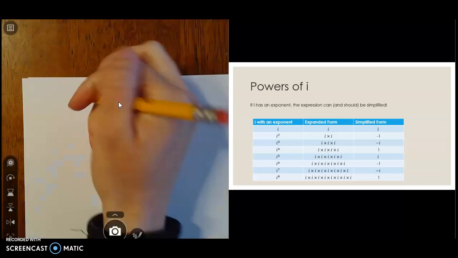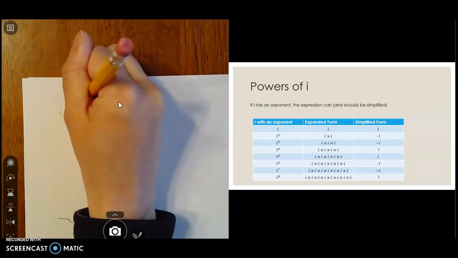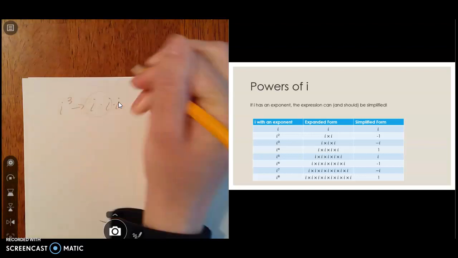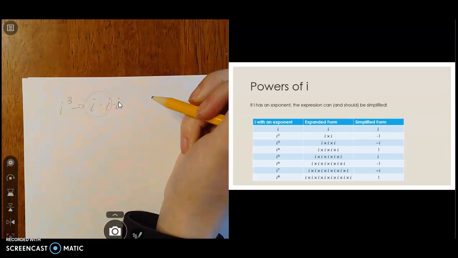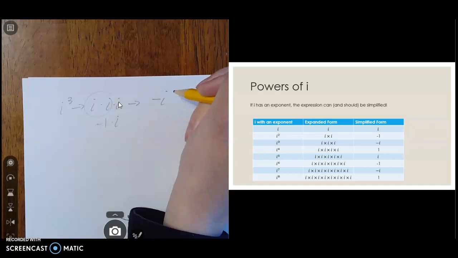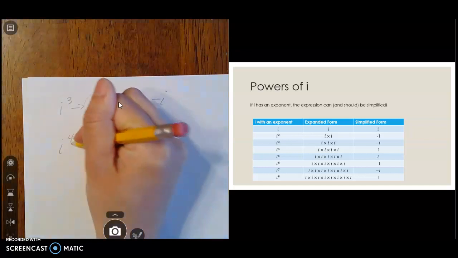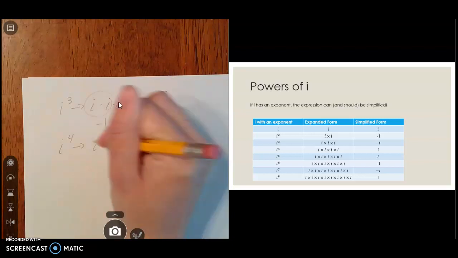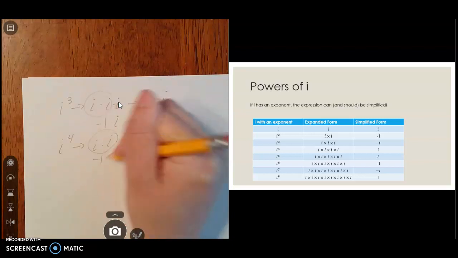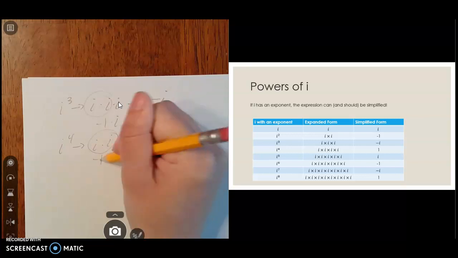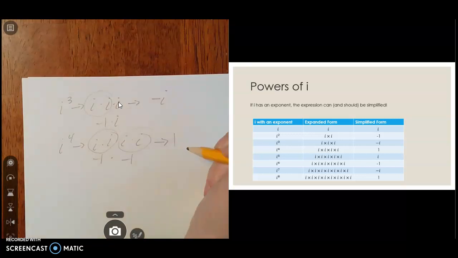Here's the bigger ones. If we have i to the third, that's i times i times i. So i times i would be negative 1. So now you've got negative 1 times i, which would give you negative i. If you've got i to the fourth, well, that's 4 i's multiplied together. So you're going to have a pair here, which is a negative 1, and a pair there, that's negative 1. And negative 1 times negative 1 is positive 1.